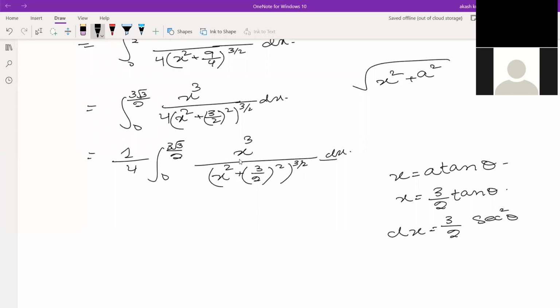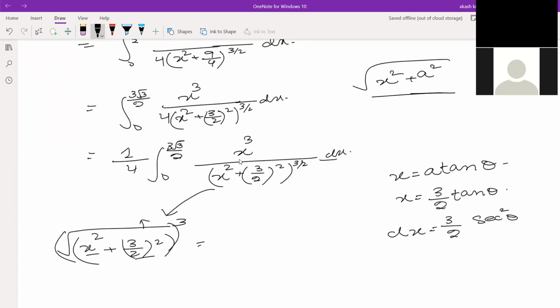And what else do we need? We need to put x square plus 3/2 whole square, and then there will be a cube root, because there is a half which becomes square root, and then the whole cube root. So now this equation has been formed, x square plus a square. I can now easily apply x equals a tan theta. Our a was 3/2 and dx was 3/2 sec square theta.